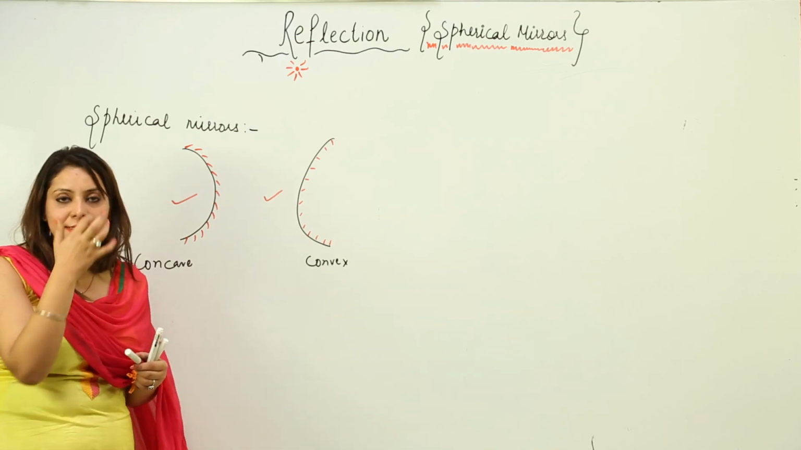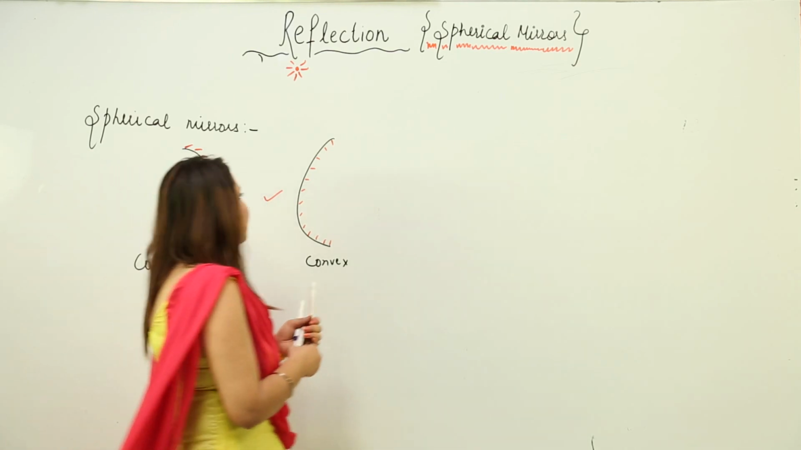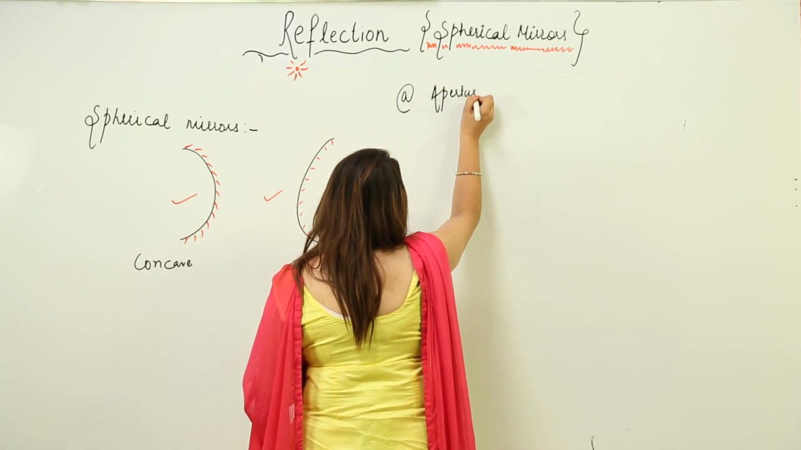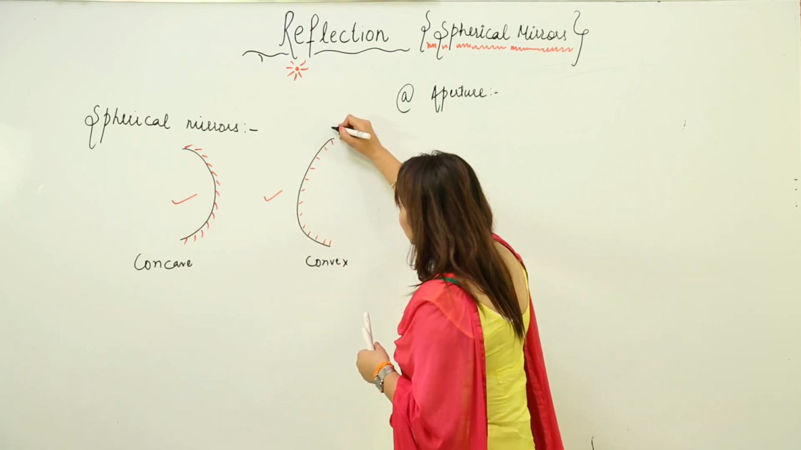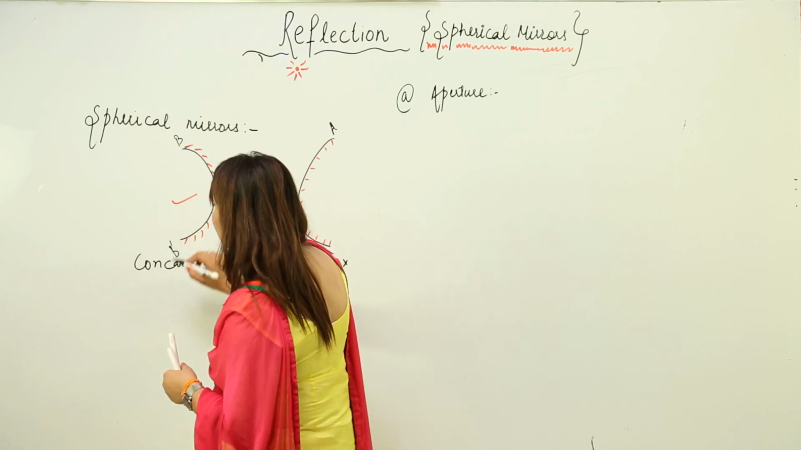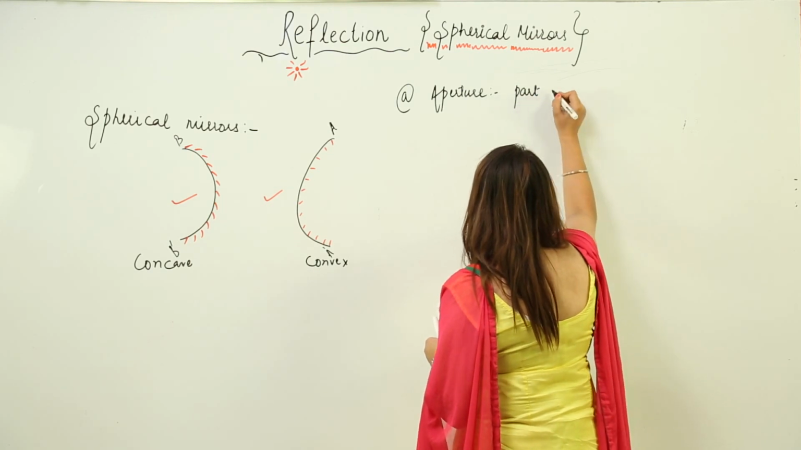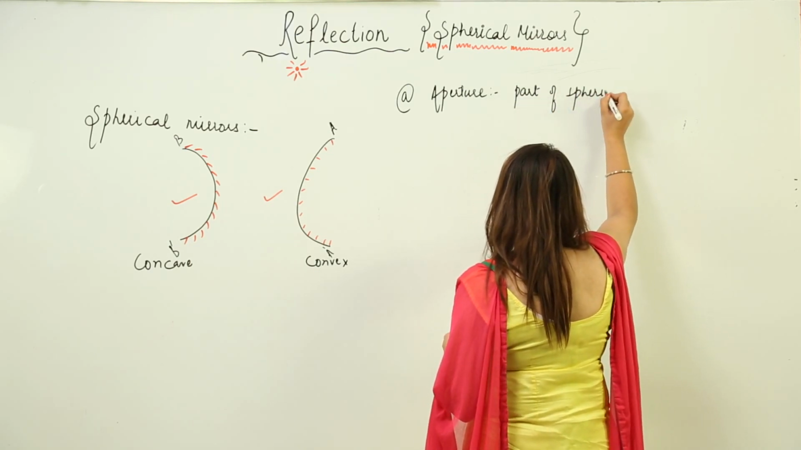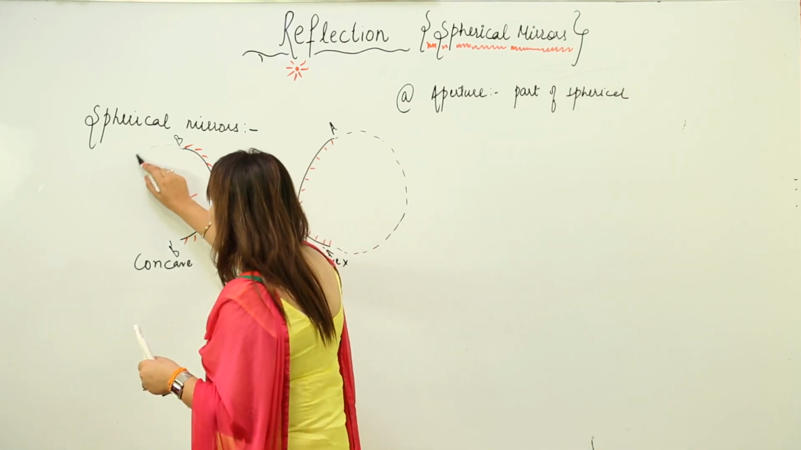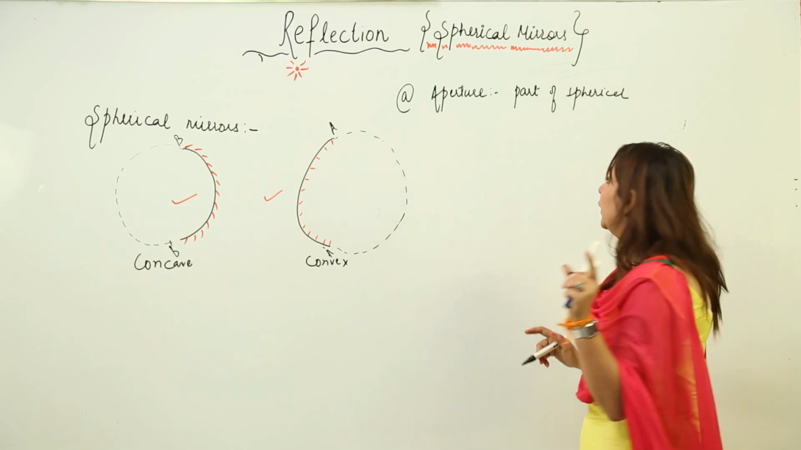Now we are going to start with the basic terminology, the terms which are involved in this. The first definition is that you should know what an aperture is. This is an aperture. Let's say A and A dash is an aperture. Similarly, B and B dash is an aperture. Aperture is a part of a spherical mirror, because if you draw it, it will become a sphere. But reflection at a time doesn't occur from the whole sphere, it occurs from a specific part. That specific part is called the aperture.